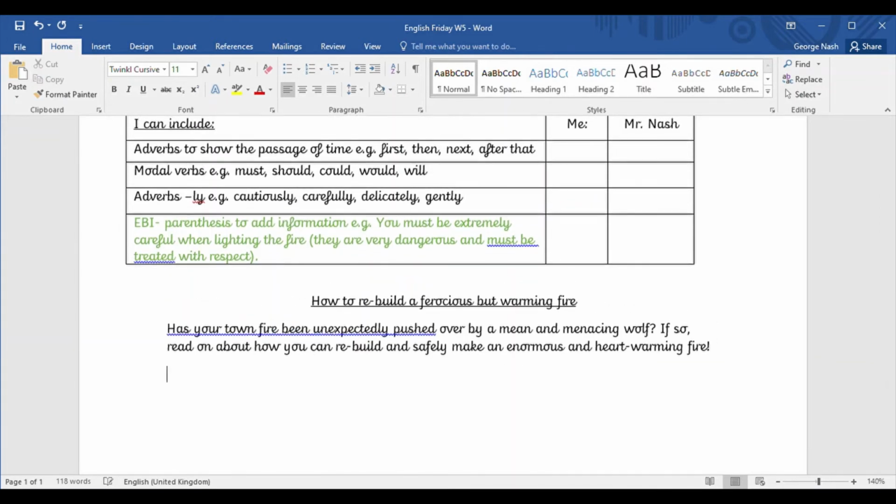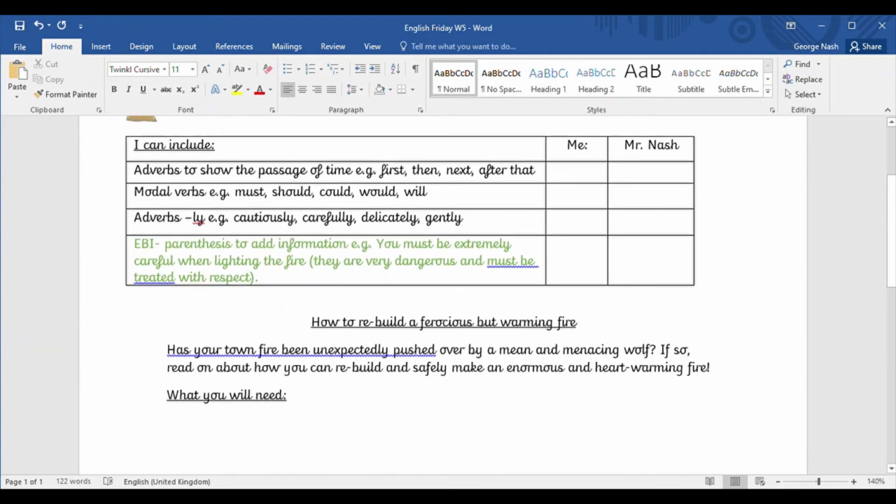Okay, what you will need. And this needs to be underlined because it's a nice little subheading. And unfortunately, that's all Mr. Nash is going to do for you. I'm not going to do any more because otherwise I'm going to do all the work for you. I would write a longer introduction than this as well. I wouldn't just do 2 lines or 2 sentences. I'd do 3 or 4.